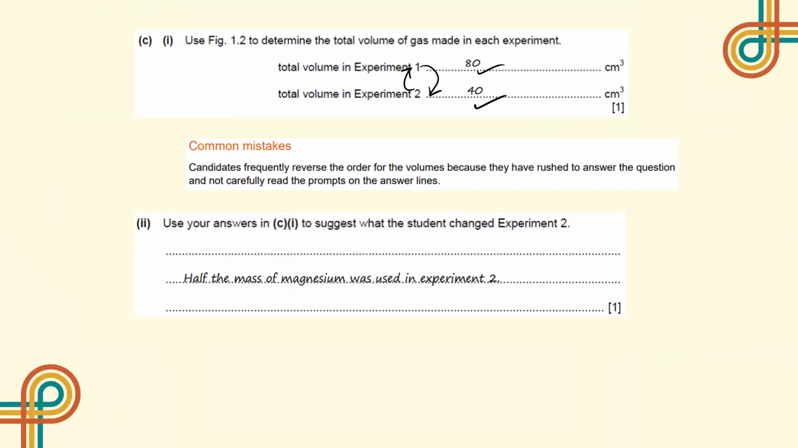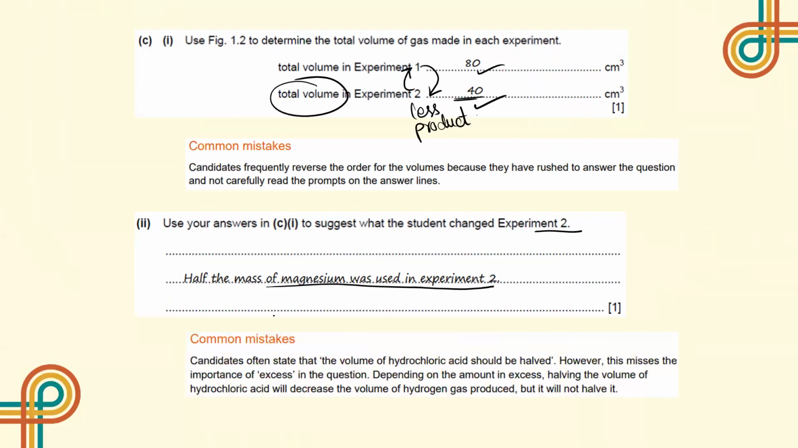Use your answer in C1 to suggest what the student changed in experiment 2. This means, in experiment 2, what change was made that gives less volume of gas. In experiment 2, we are getting less volume of the product. Less product we are getting in the end. So what have we done? We changed the mass of magnesium used in experiment 2. Now here, the mistake students make is that in this reaction, we have magnesium reacting with hydrochloric acid, but we have added hydrochloric acid in excess.